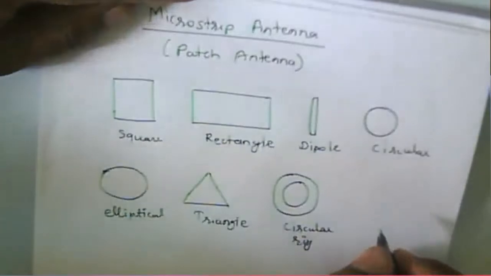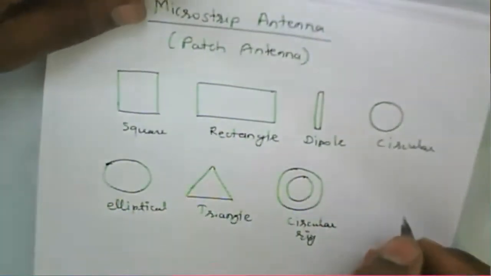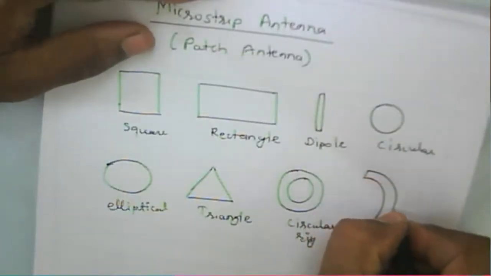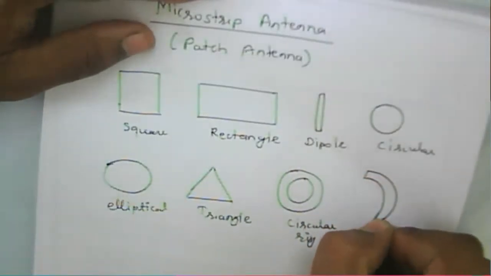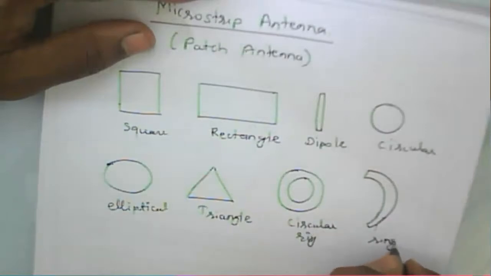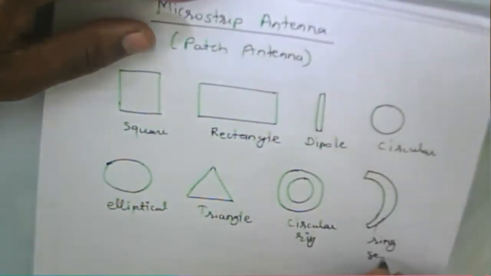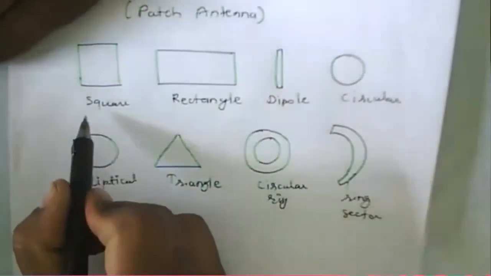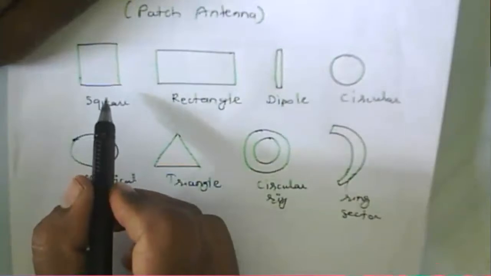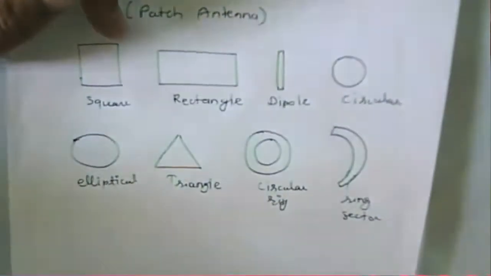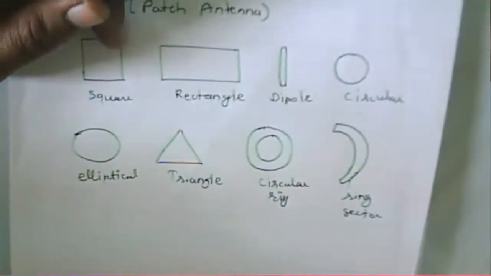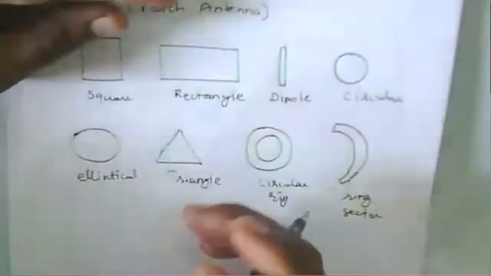Okay. Now these are the various types of patch antenna. The ring sector is like half of the circle, half of the ring. Or you can say ring. These are the various shapes that can be designed using the patch antenna. Now we start to learn what the various types of patch antennas available are. That we need to learn.